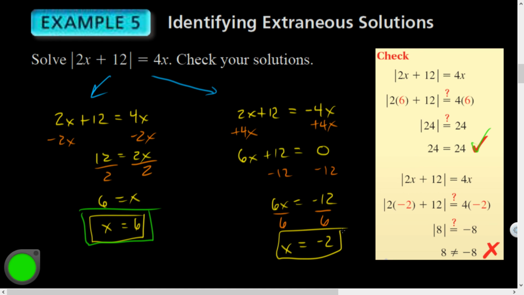But over here, if I plug in -2, 2 times -2 is -4, plus 12 is 8, and this one ends up being false. So this is what we would call an extraneous solution. And that means that this doesn't count, and just the 6 ended up working.